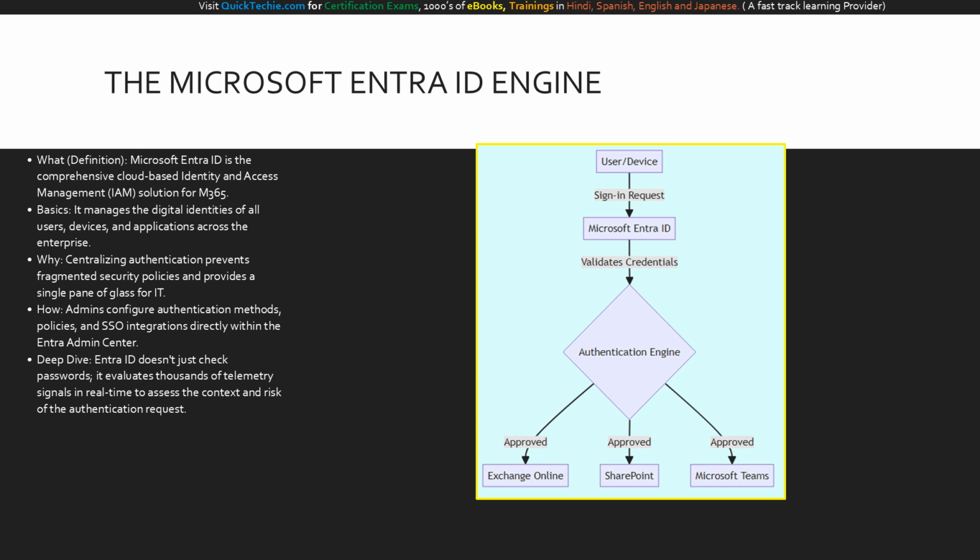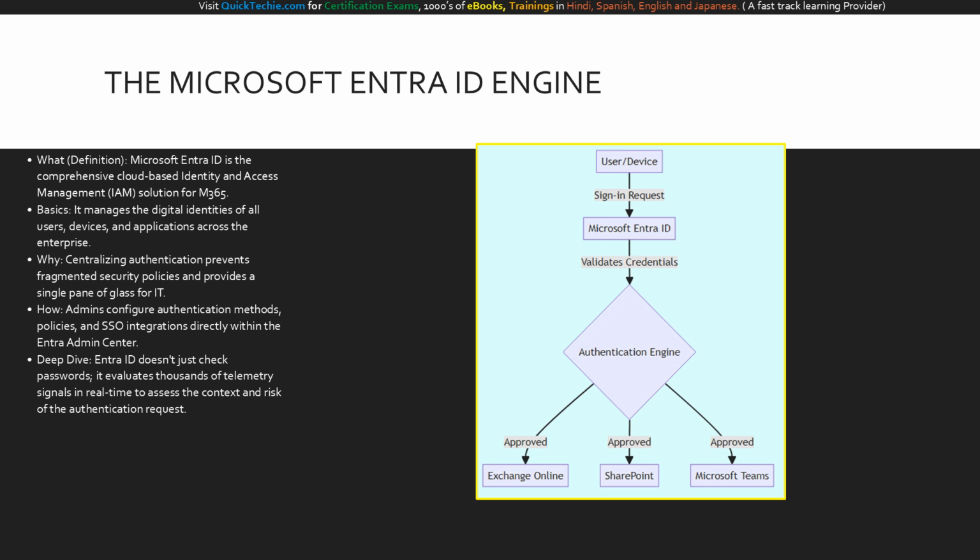By funneling all access through Entra ID, you ensure that every login attempt is subjected to your organization's unified security policies. Furthermore, Entra ID isn't just a static database checking a password against a hash. It is an intelligent engine. During the authentication process, it evaluates the exact context of the request, the device health, the IP address, and the application being requested to ensure a deeply secure, modern authentication experience.